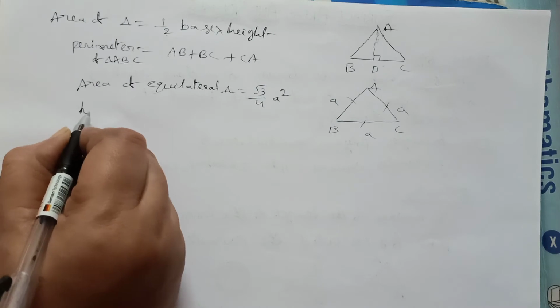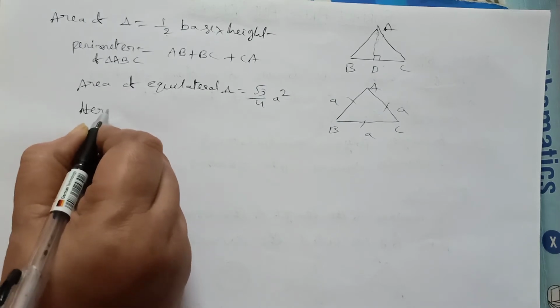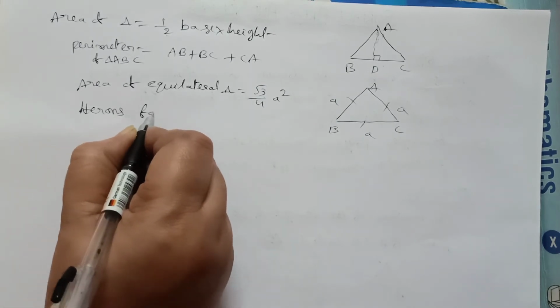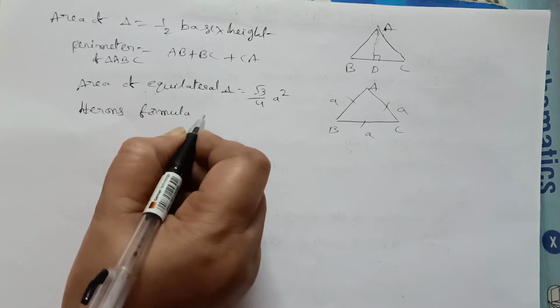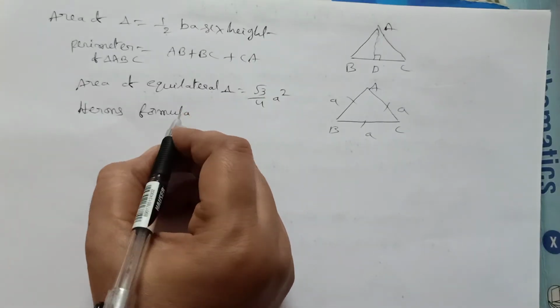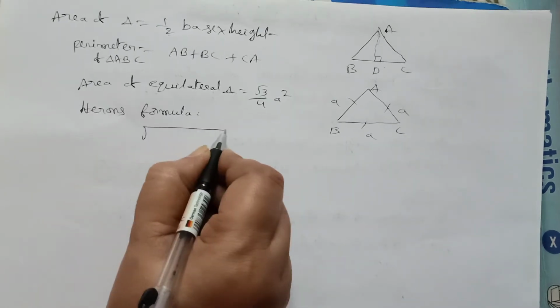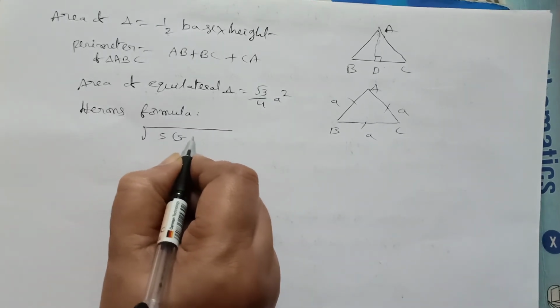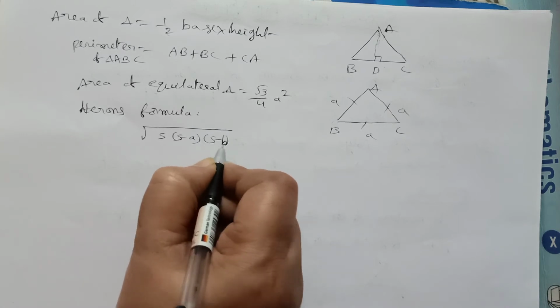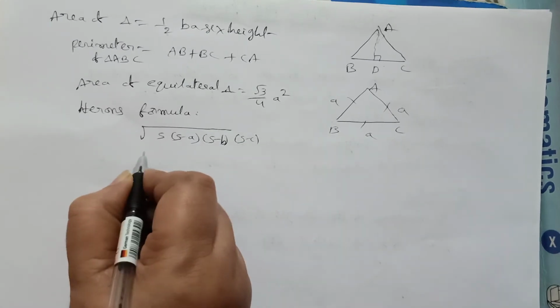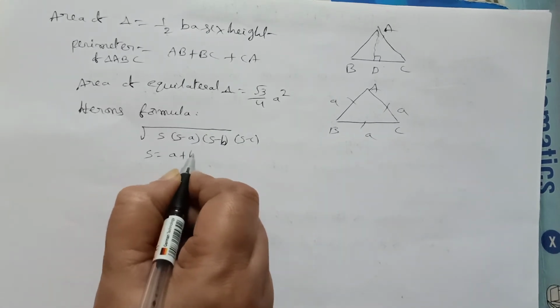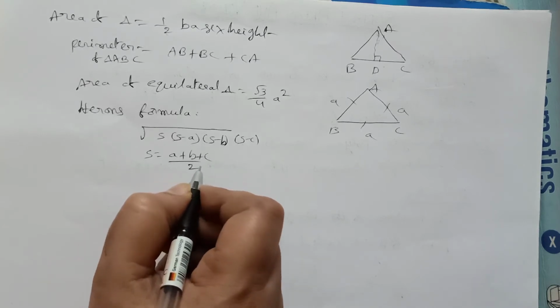What is the Heron's formula? Heron's formula, already you have learned in the previous chapter. That is square root of s into s minus a into s minus b into s minus c, where s is equal to a plus b plus c by 2, semi-perimeter of the triangle.